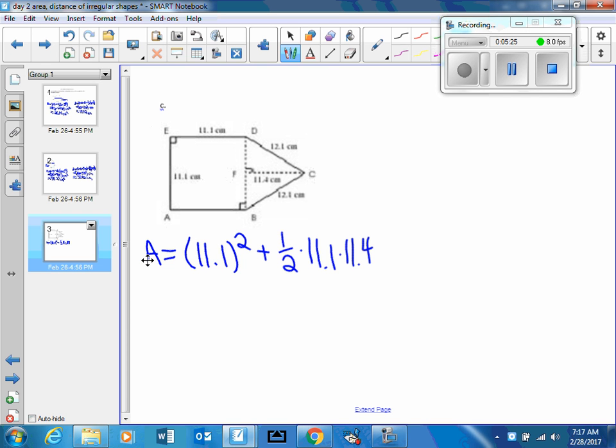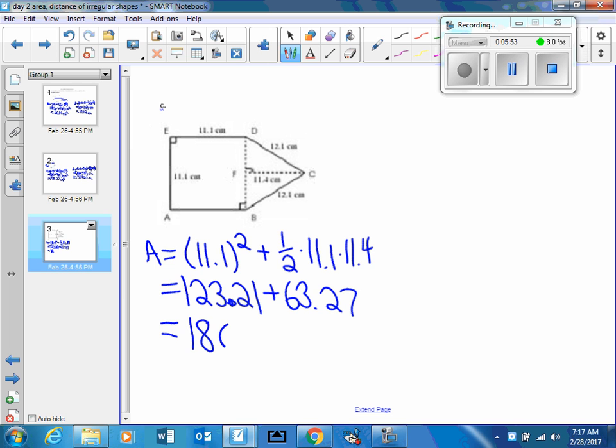So again, using my calculator to do that multiplying work for me, 11.1 squared is 123.21, plus 11.1 times 11.4 times 1/2 is 63.27. And now doing the adding, my total area is 186.48 centimeters squared.